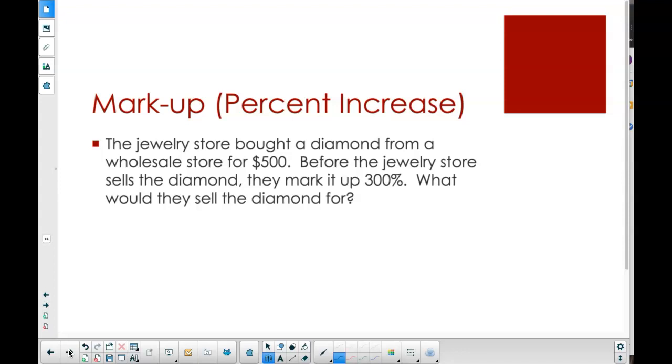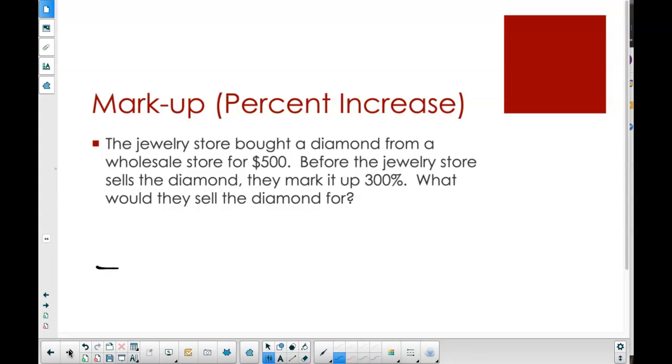Jewelry store. Okay, guys, those of you that have girlfriends and have to buy them jewelry at some point in time. Girls are expensive. A jewelry store bought a diamond from a wholesale store for $500. Diamonds are expensive, right? But they bought it for $500. Before the jewelry store sells the diamond, they mark it up 300%. What would they sell the diamond for?